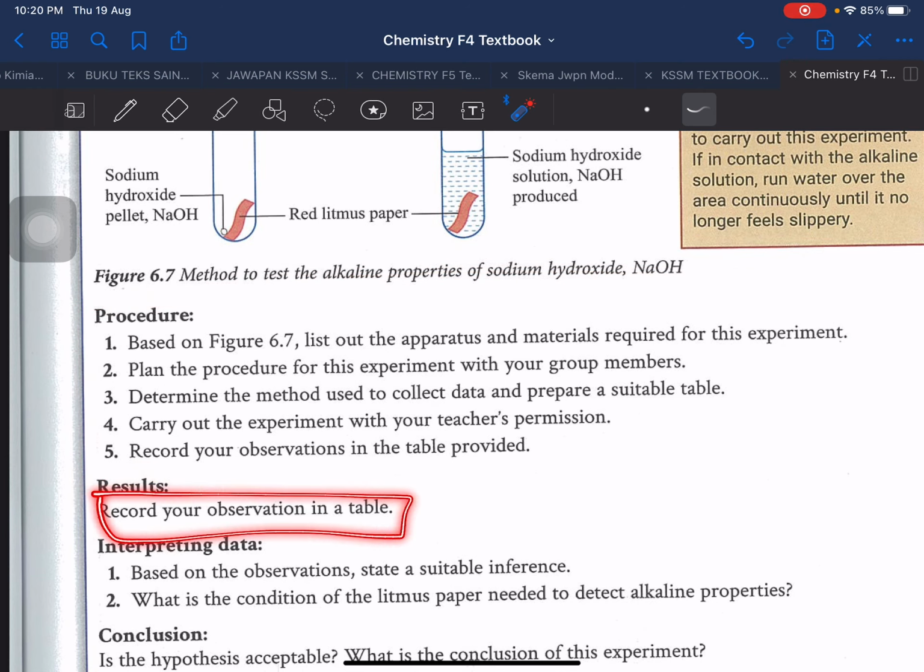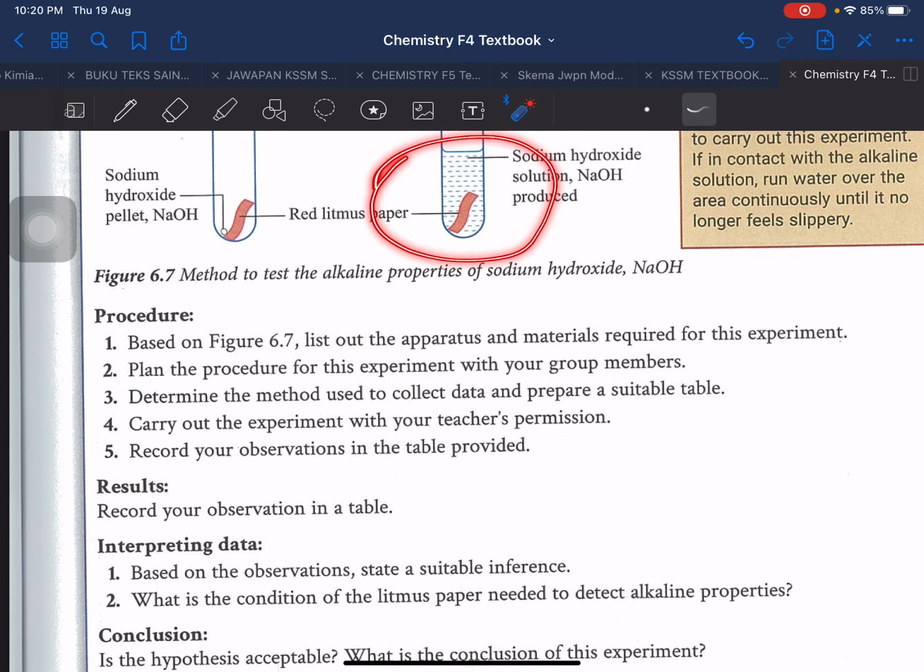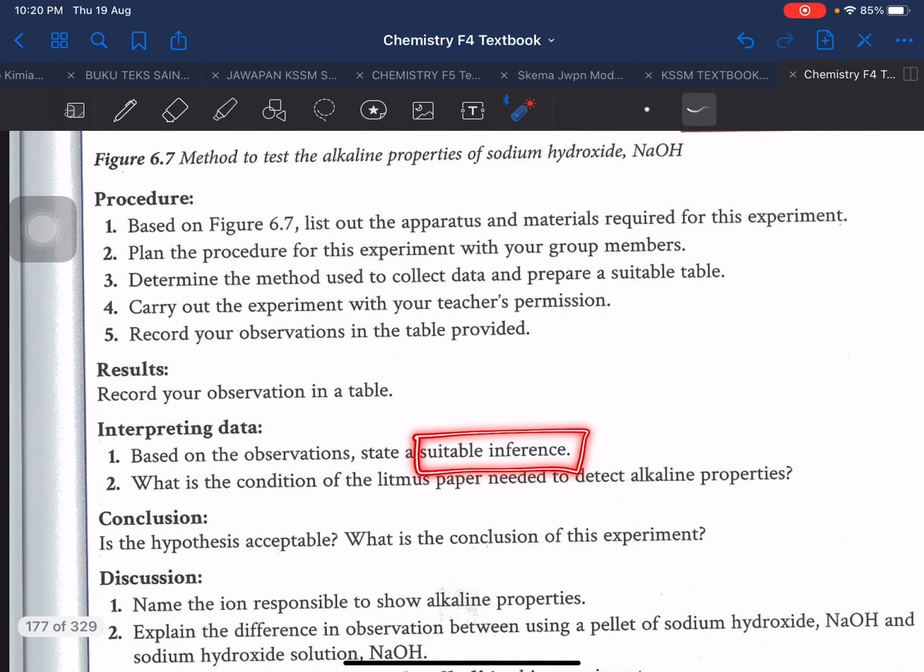Observation, record your observation. If there's no water, what happened to the color of the red litmus paper? If there is water present, what will happen to the red litmus paper? So record in a table. Refer to 6.1. State a suitable inference. What is the inference? Based on observation.